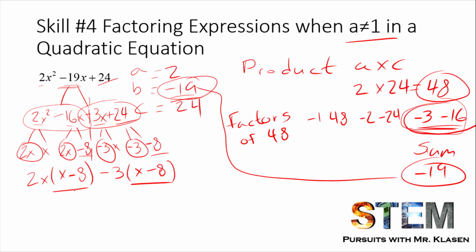So what I can do with this is that, hey, if I have this, I can actually factor this out and say x minus 8, and I can multiply this by the portions that are left, which is 2x and -3, and I can factor those out.